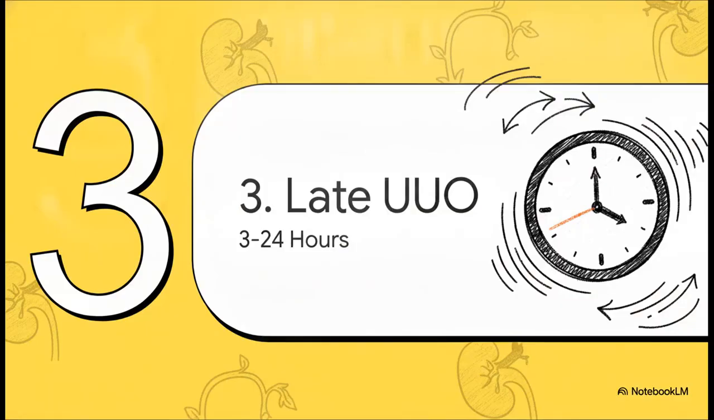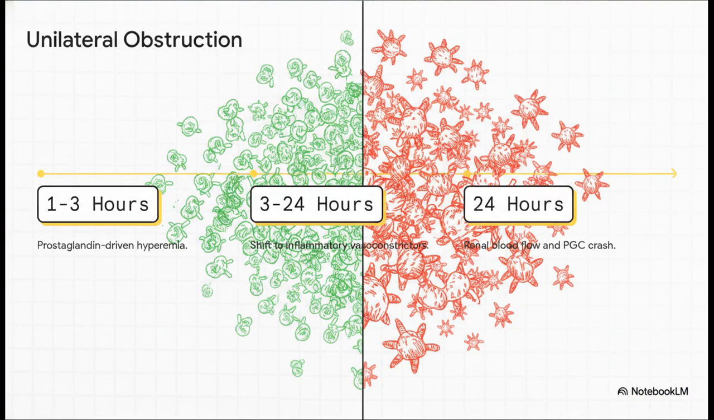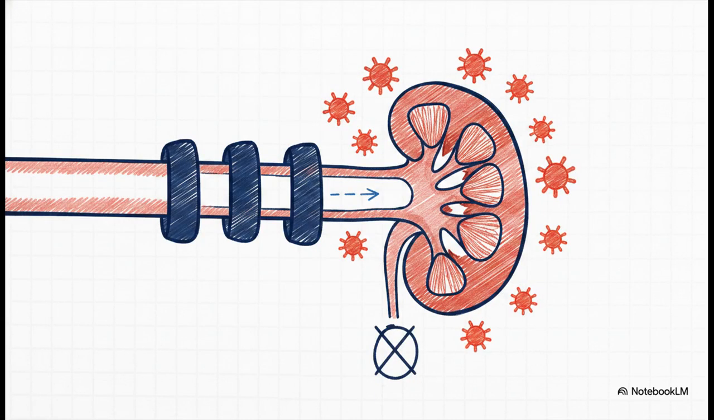Which brings us to Section 3, late unilateral obstruction, covering the 3 to 24 hour window. Because, let's face it, the kidney can only maintain this high-pressure standoff for so long. We are looking at a very strict phase-dependent timeline here. By the 3-hour mark, that initial prostaglandin-driven hyperemia begins to fade out. The intrarenal environment shifts completely. Inflammatory leukocytes like macrophages migrate into the obstructed kidney, and instead of those helpful vasodilators, the kidney starts churning out potent vasoconstrictors. The main culprits taking over here are angiotensin II and thromboxane A2, or TXA2.